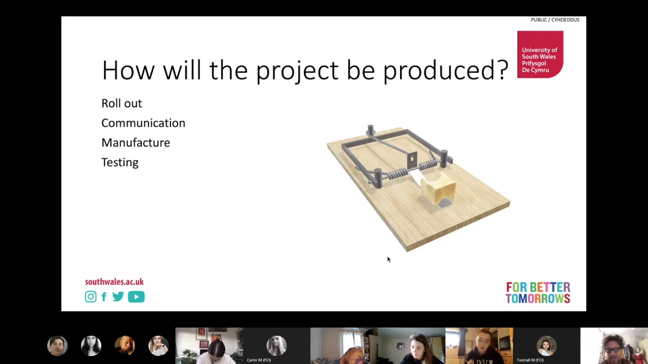Then we're looking at testing. So how will we test what we're producing? Do we test it pre full-scale rollout? How do we manage the small-scale testing? All those different kinds of things. How will we get feedback? Will there be feedback from the end user? Will there be feedback from stakeholders? How will that take place?